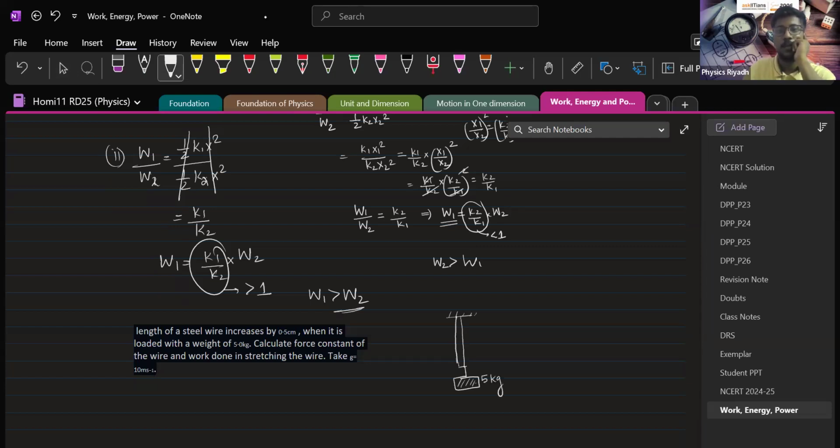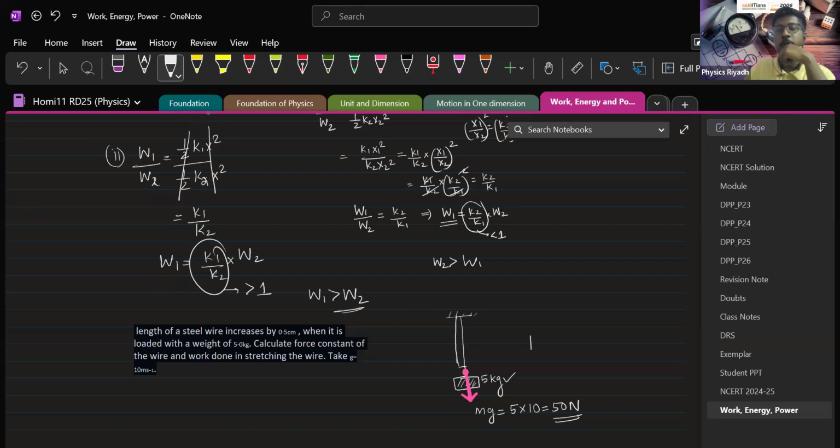If it is loaded with a weight of 5 kilogram, how much is the force acting in the downward direction? That is the applied weight of this block that is trying to stretch it. So the force here is equal to mg, that is 5 into, let's say, g equal to 10. So 50 Newton will be the force applied here. The restoring force will try to balance it because the wire is not breaking. So the restoring force is balancing it, applied in the opposite direction.